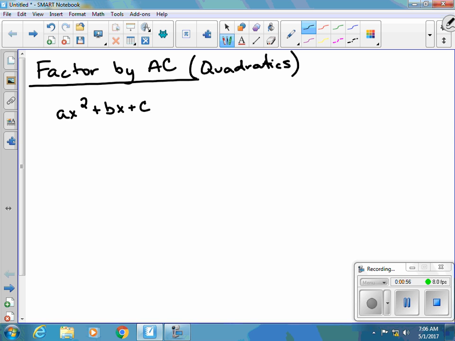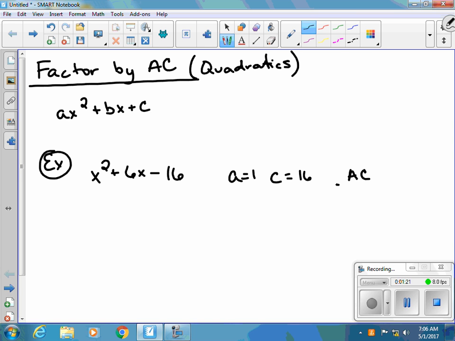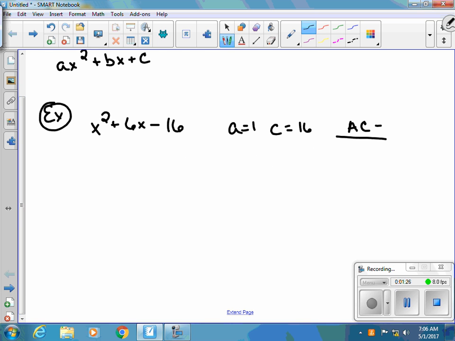So for instance, if I were to have x squared plus 6x minus 16. All right, so looking at this, my a value is 1 and my c value is 16. Do not worry about the negative, okay? So we need to see what our a times c actually is. So in this case, this is 1 times 16. This equals 16.